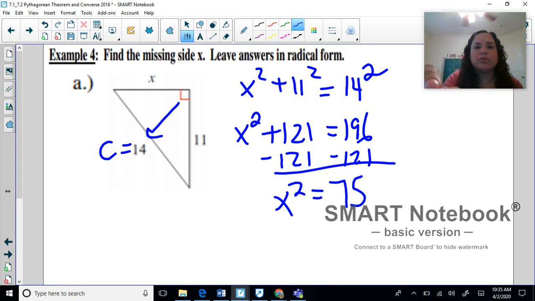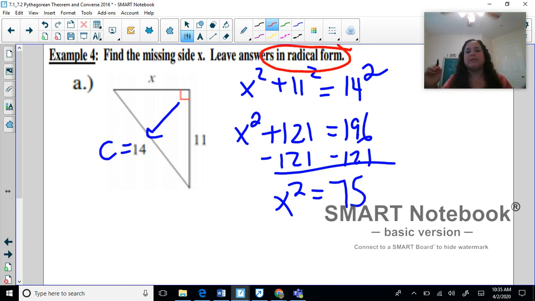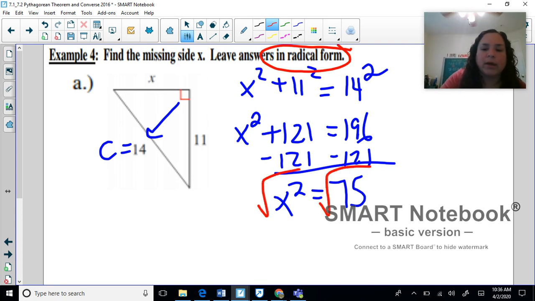Okay, now in the instructions, they told you leave answers in radical form, right? That does not mean that we're going to leave the answer with the 75. We're going to actually have to simplify this. But first, we need to get the x by itself. So we're going to take the square root of both sides. Okay, so this is going to give us x is equal to the square root of 75, right?